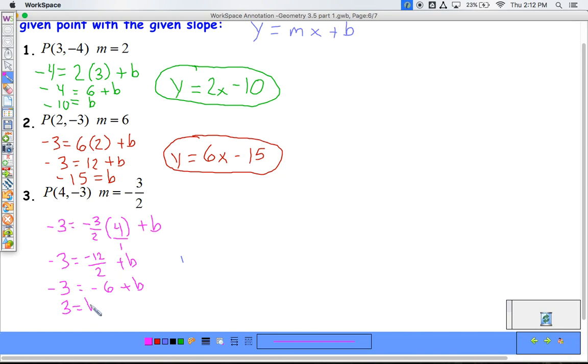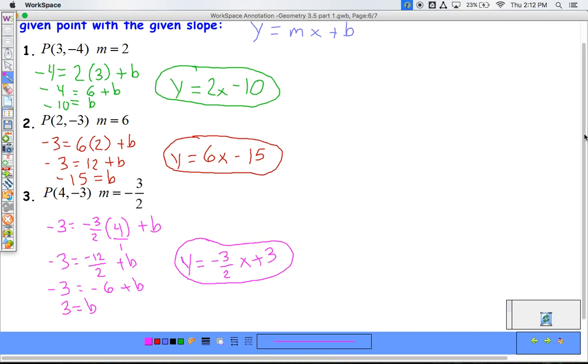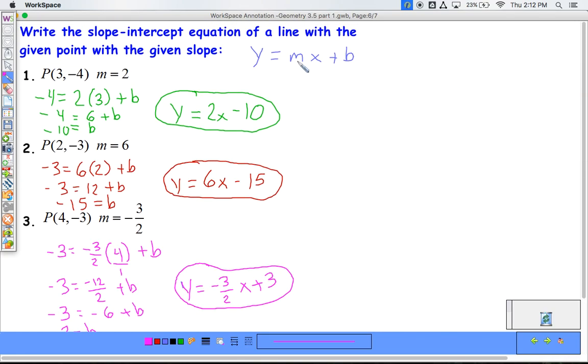So finally we'll have y equals negative 3 over 2x plus 3. Now this one worked out nice because when we simplified our fraction, it came out to a nice integer and we could easily add this over. However, if you end up with having a fraction here still and you have to add or subtract it over, remember you are going to need to find a common denominator. So that's the lesson for today.